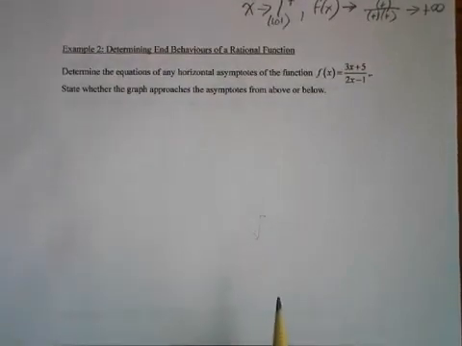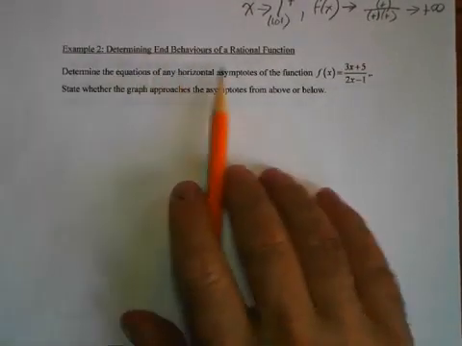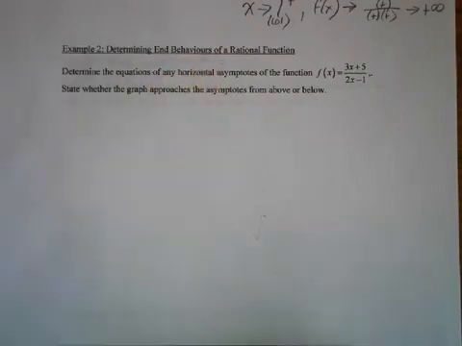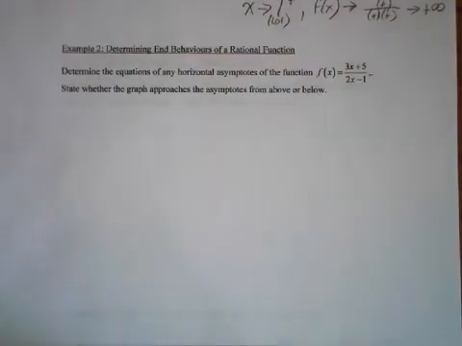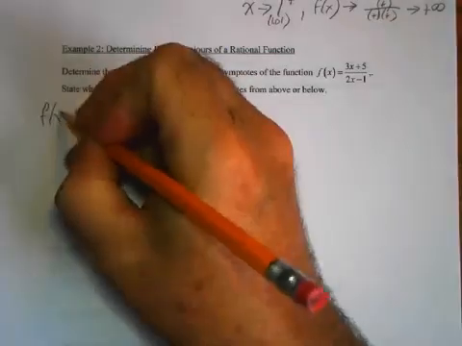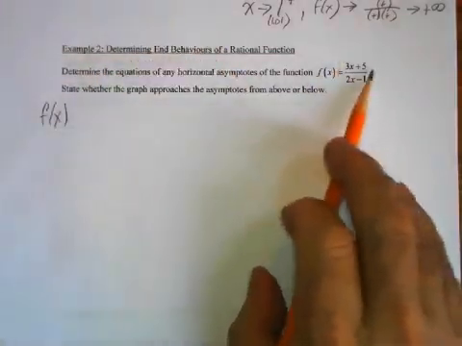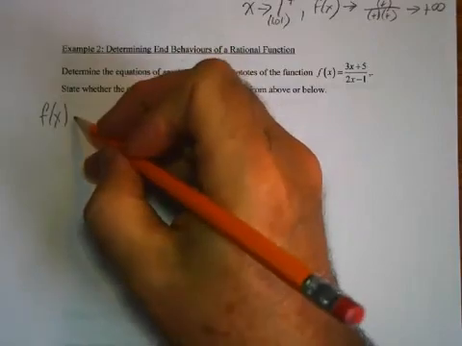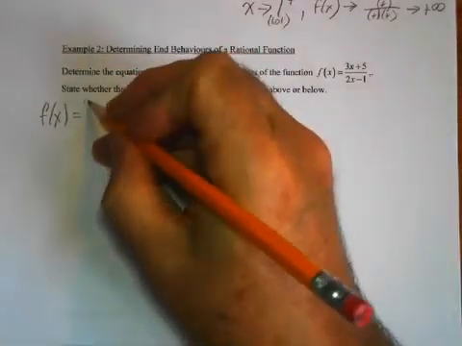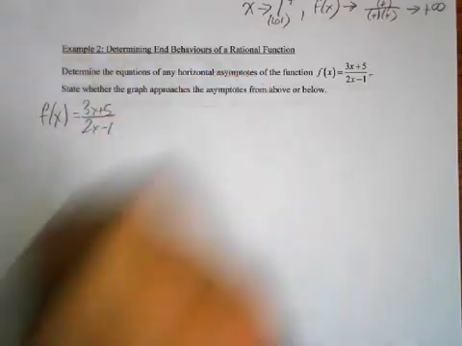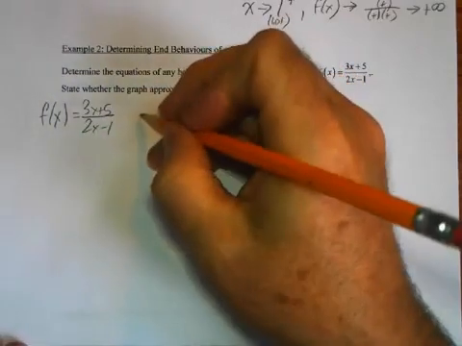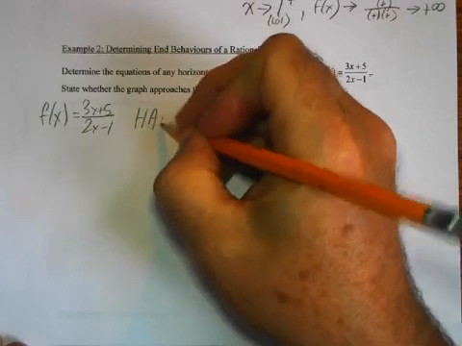Here we have: determine the end behavior. End behavior basically means horizontal asymptotes. If I write the function out again, this is a rational function: 3x plus 5 over 2x minus 1. Now this is the official way to find the horizontal asymptote.